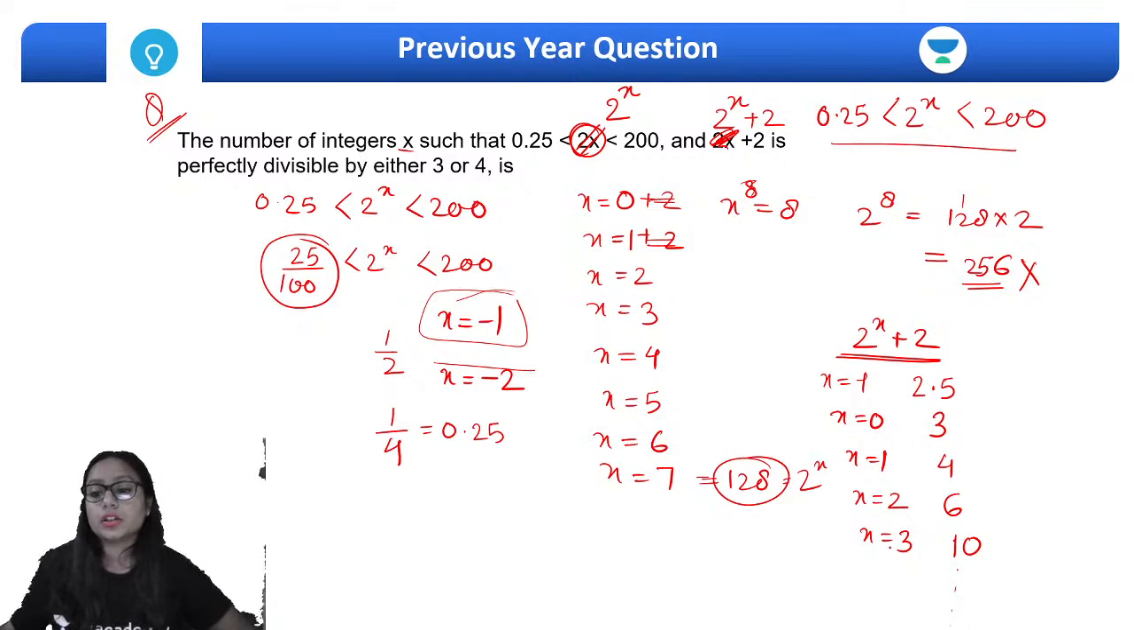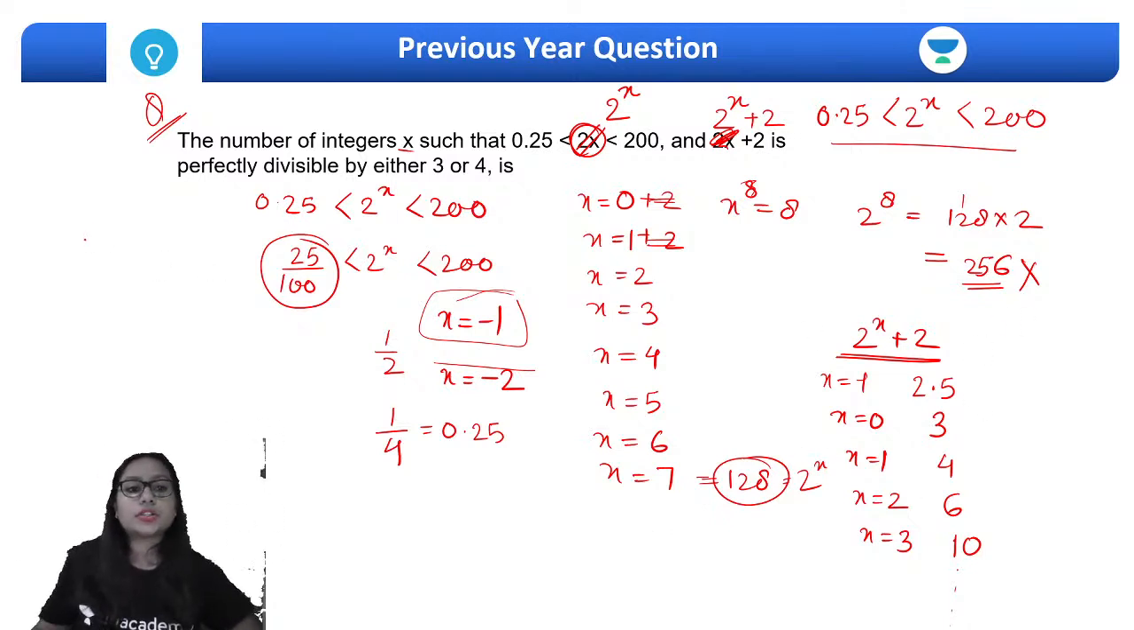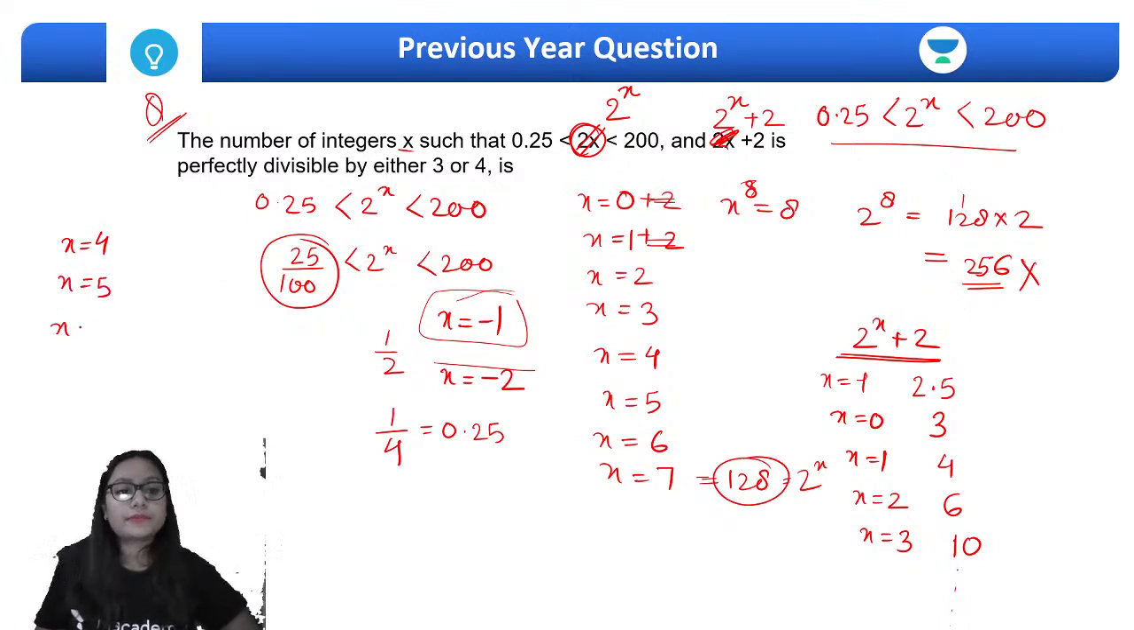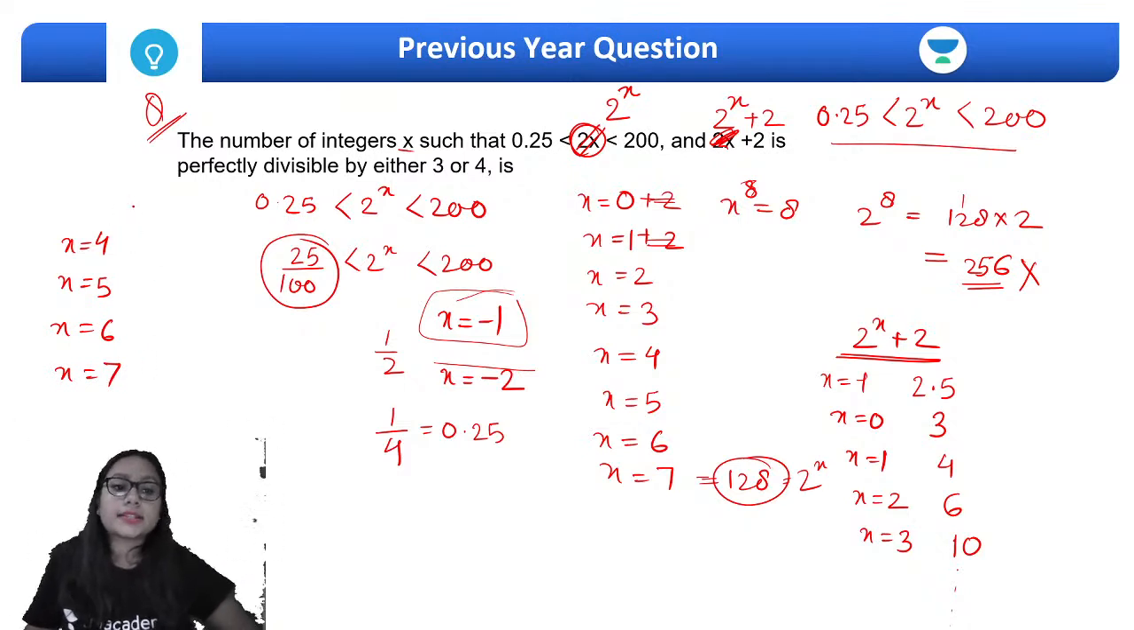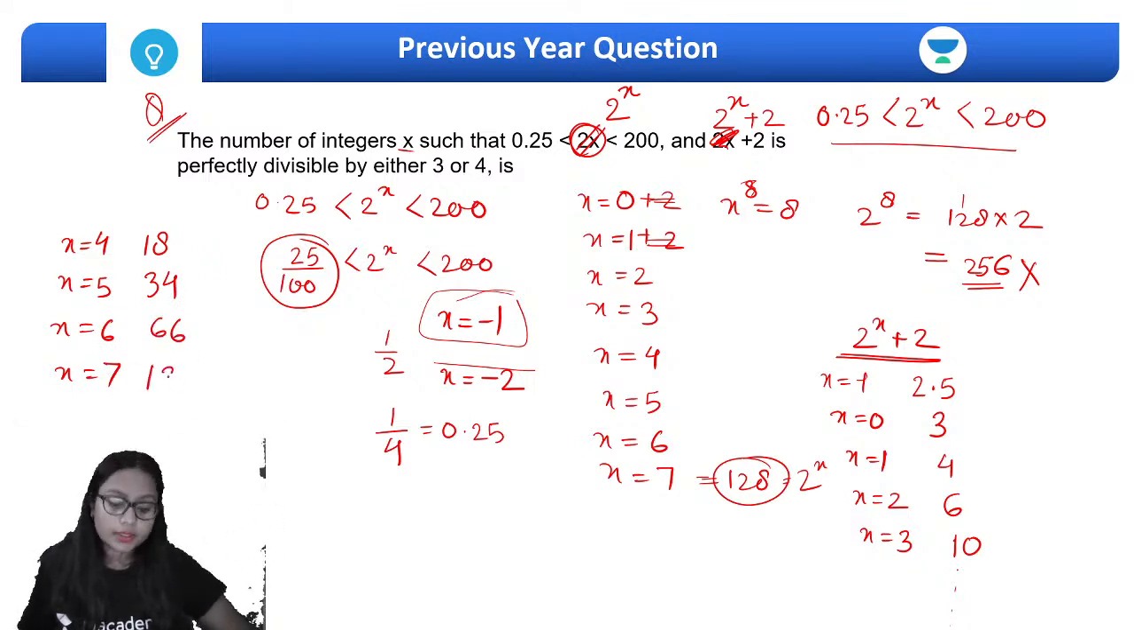Okay, so I have calculated till x is equal to 3. Let's see for x equal to 4, 5, 6, 7. These are more values. So 2 raised to the power 4 is 16 plus 2, 18. 32 plus 2 is 34. Then 64 plus 2 is 66. 128 plus 2 is 130.